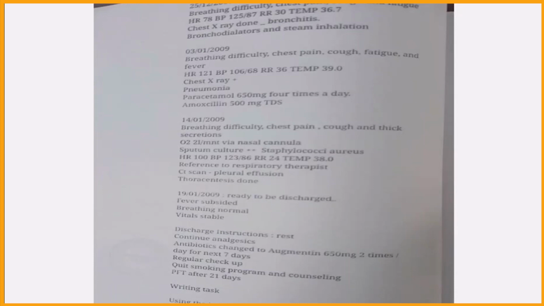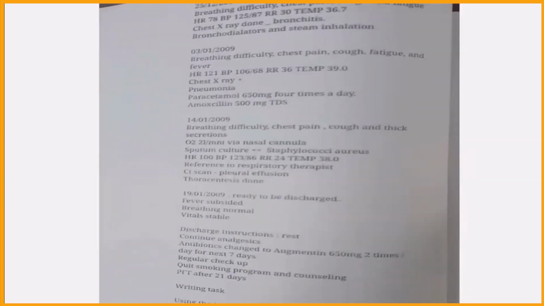One of you read only the 25th part. 25th December 2008. Breathing difficulty, chest pain, cough and fatigue. Heart rate 78, BP 125/87, respiratory rate 30, temperature 36.7. Chest X-ray done, bronchitis, and bronchodilators and steam inhalation.